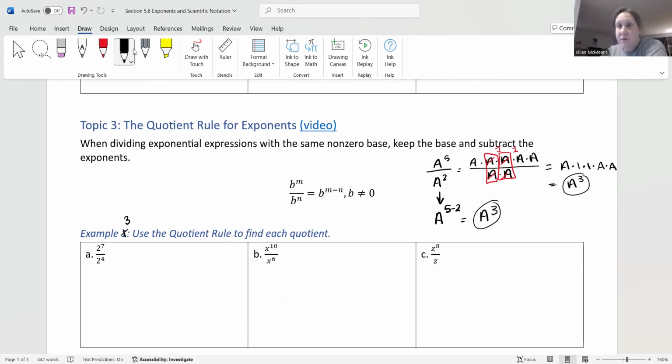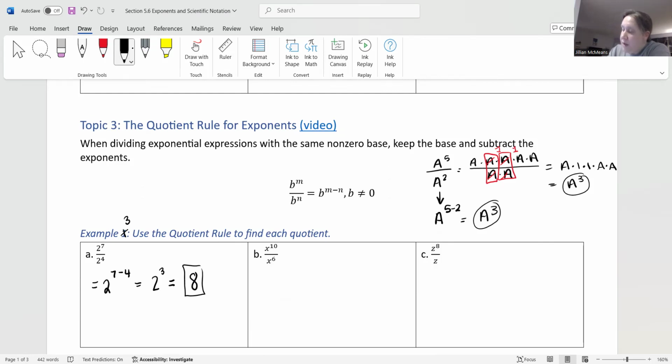So for part A, we have 2 to the 7th power divided by 2 to the 4th power. So we are definitely dividing two expressions that have the same base. So we can keep the base, and then we want to raise this to the difference. Difference means subtract. We can raise this to the difference of the exponents. Top exponent minus bottom exponent, order does matter. So we get 7 minus 4, which is 2 to the third. And 2 to the third happens to be 8. If you don't believe me, check it on your calculator. Okay, so that is the quotient rule.